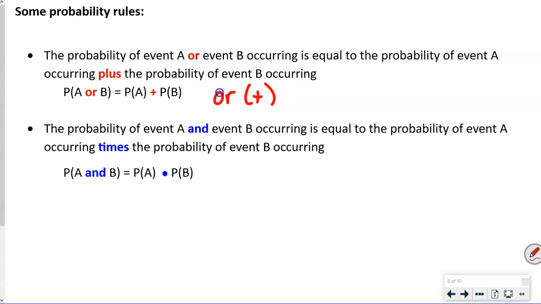And then the second one is the probability of event A and event B occurring is equal to the probability of event A occurring times the probability of event B occurring. So on this one, again, I'm going to write the word and you could say either a multiplication sign or a dot, whatever would help you remember it, okay? So that's the way I keep it straight in my head.